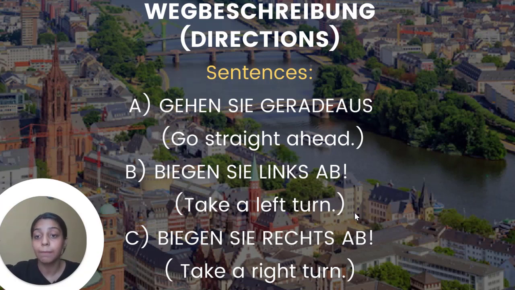Second that we have is Biegen Sie links ab. This means take a left turn. Abbiegen is the verb which means to take a turn, and we have given the direction here as well using links. So abbiegen is to take a turn and links is providing us with the direction. Third that we can have is Biegen Sie rechts ab. Maybe you want to take a right turn, so you will replace the word links with rechts. So Biegen Sie rechts ab.